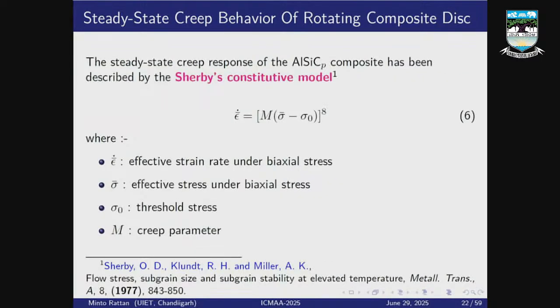The steady state creep response of the aluminium silicon carbide particulate composite has been described by Sherby's constitutive model, which gives the relation between the strain rate, effective stress, threshold stress and creep parameter. Effective strain rate under biaxial stress is denoted by epsilon bar dot. Effective stress under biaxial stress is denoted by sigma bar. Threshold stress is denoted by sigma naught and creep parameter by m.